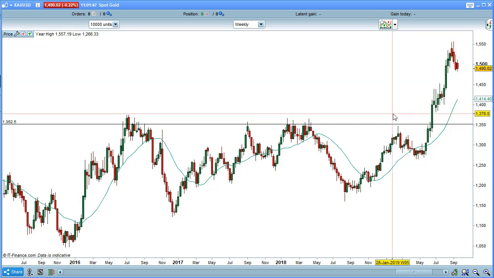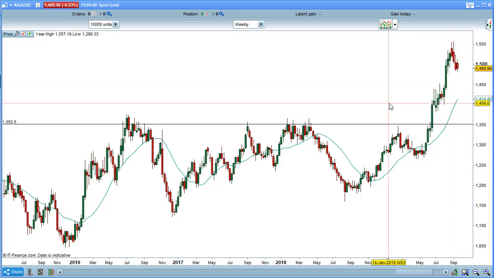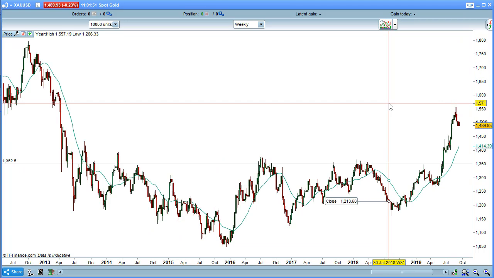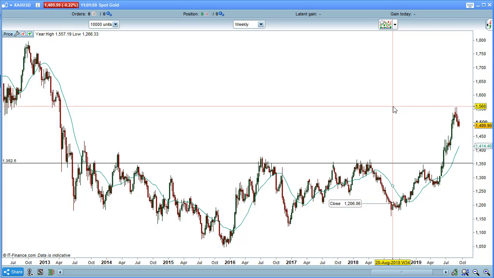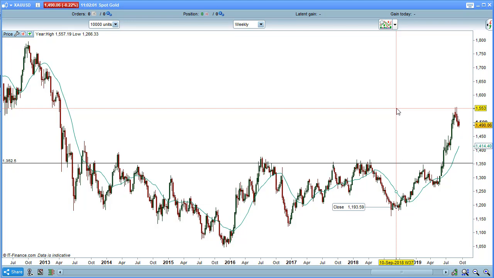For a good decent pullback, what do most people who are in silver and gold right now believe? They believe it's not going to happen, right? If you guys have been trading for a while, one of the worst things you can do is to say, this will not happen. What you think is not going to happen is probably going to happen.